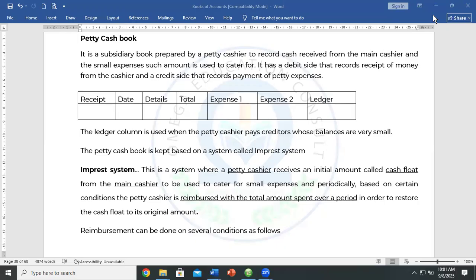Thank you very much, Prof. Kentucky. So you see, the name cash book there suggests that it is used to record receipt and payment of cash, right? As we saw in the main cash book. But here, the specific receipt is coming from the main cashier of the business or the main accountant. Okay. And the payment is for all the small expenses that are incurred during the normal course of doing business.